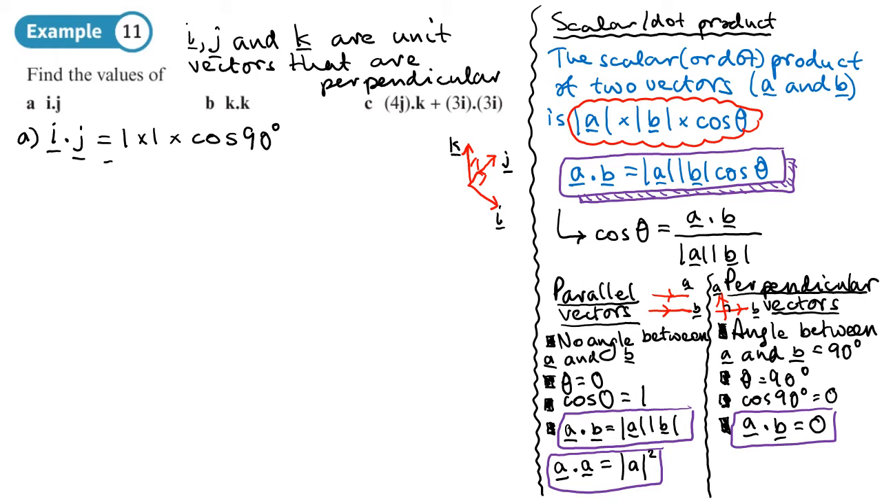Now the thing is, cos 90 is 0, isn't it? So you're going to have 1 times by 0. So I dot J is just going to be a value of 0. Okay, let's move on to part B.